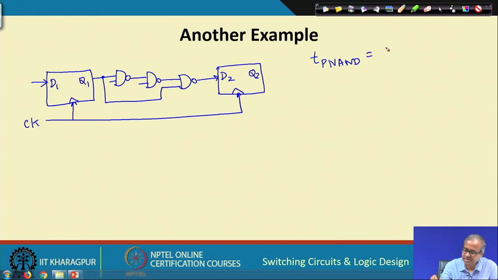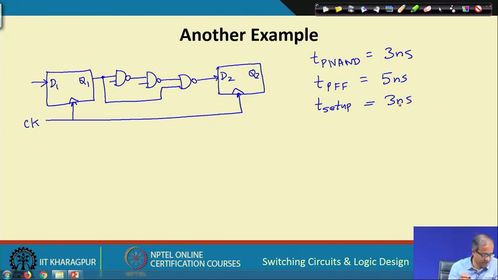Consider a scenario like this and assume that the propagation delay of a NAND gate, T P NAND, is 3 nanoseconds, the propagation delay of a flip flop is 5 nanoseconds, and the setup time is also 3 nanoseconds.